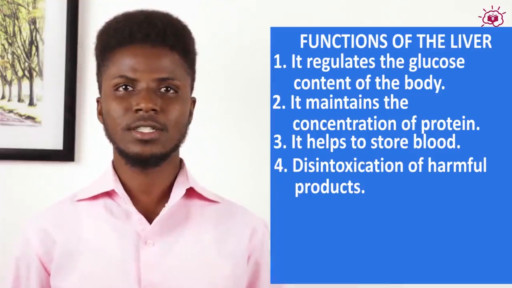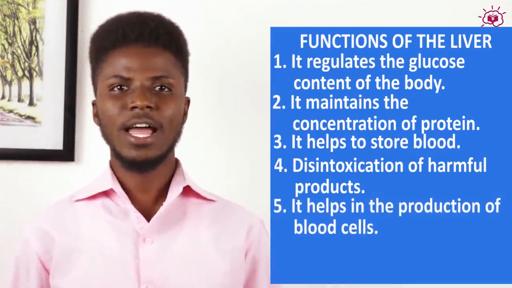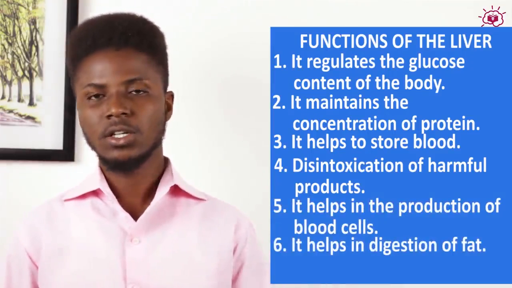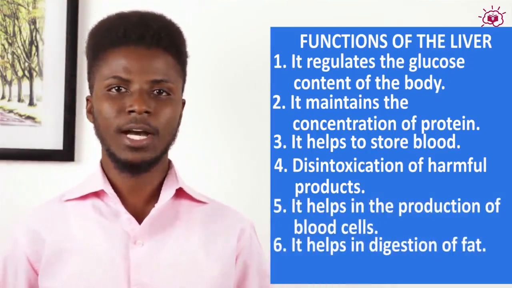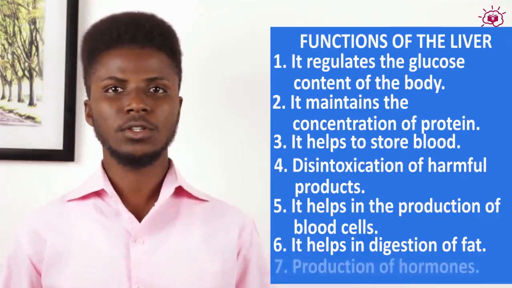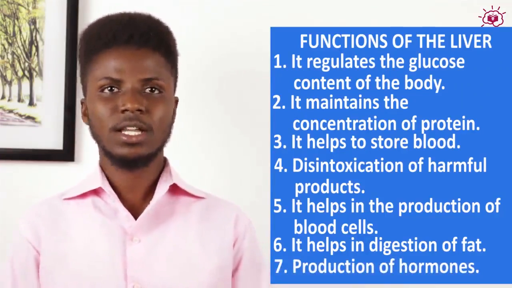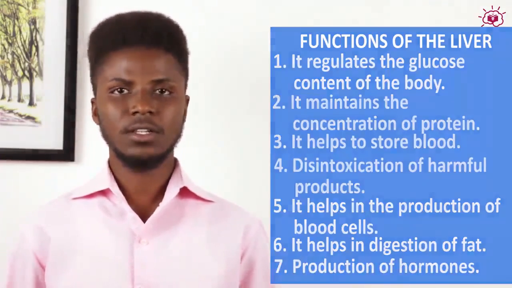Another thing the liver does is that it helps in the production of blood cells. Also, the liver helps in the digestion of fats through the production of bile, which is stored by the gallbladder. The liver is also responsible for the production of many hormones that help to regulate the internal environment of living organisms. Now let's talk about the skin.